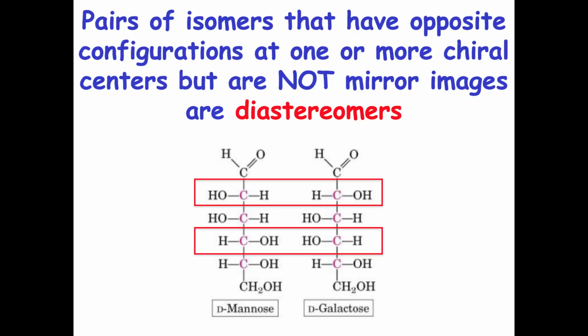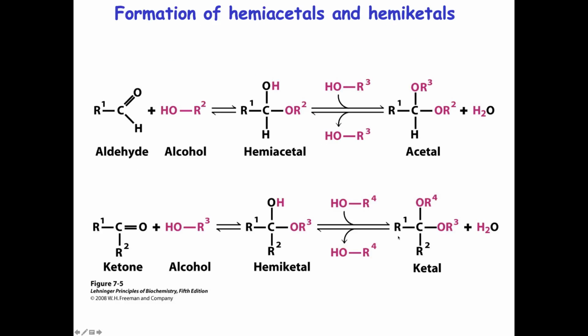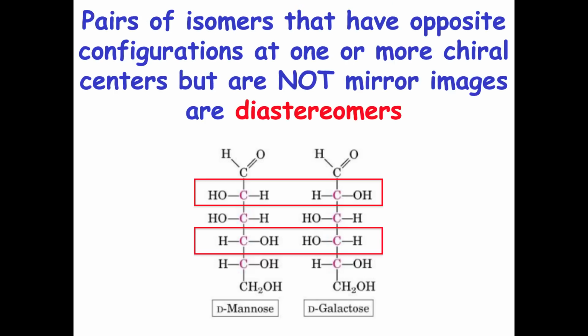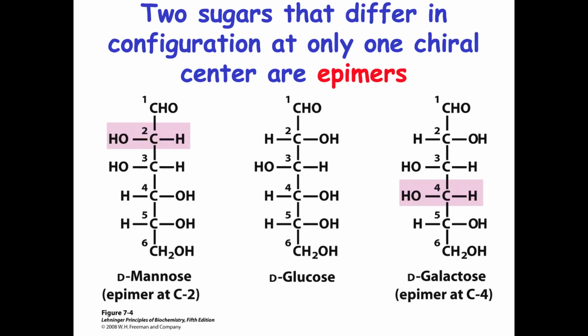Now you can have pairs of isomers that have opposite configurations at one or more chiral centers but are not mirror images, and these are what we call diastereomers. And so mannose and galactose are diastereomers of each other. They differ at the C2 and the C4 positions. And again, they are not mirror images of each other.